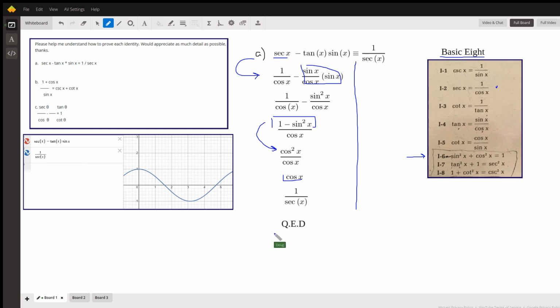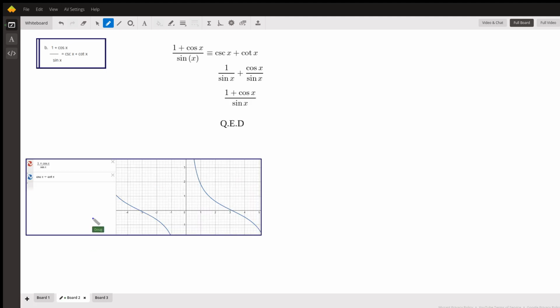And this is how you end a proof. Quod erat demonstratum. That which was to be proved, we're done. Some teachers suggest putting a smiley face, but some indicator that you have proved what you set out to do. And real quickly, we'll go over these other two.